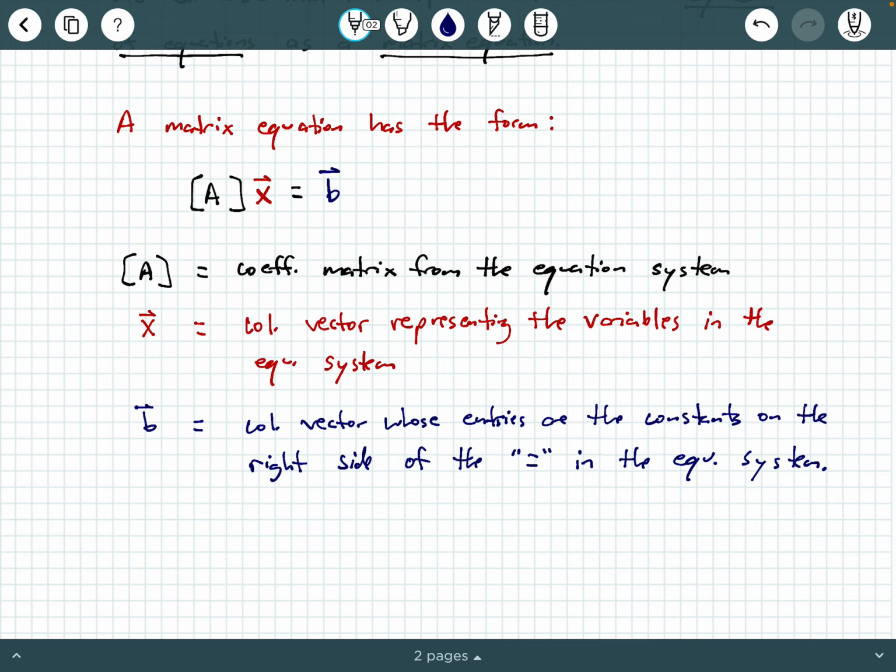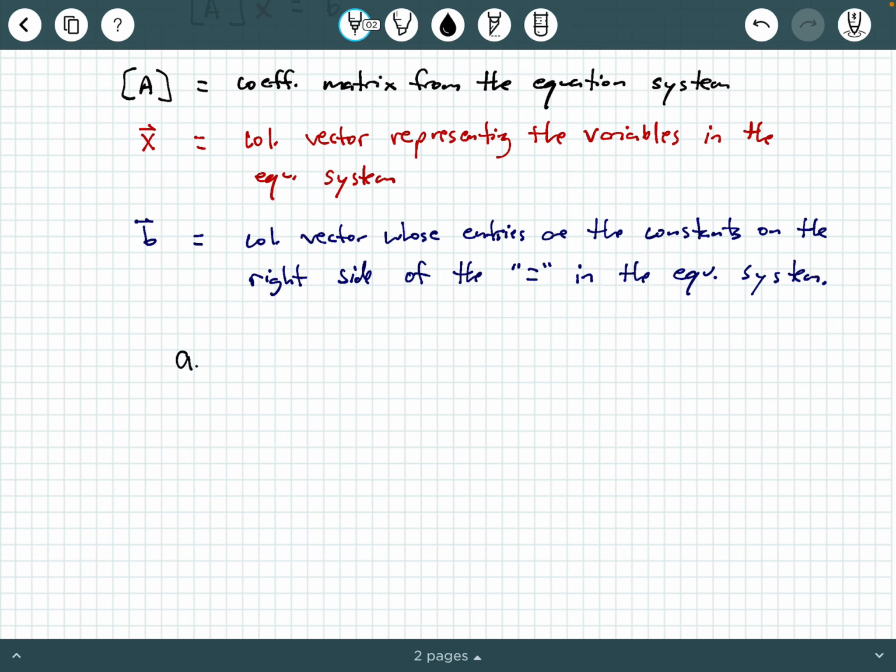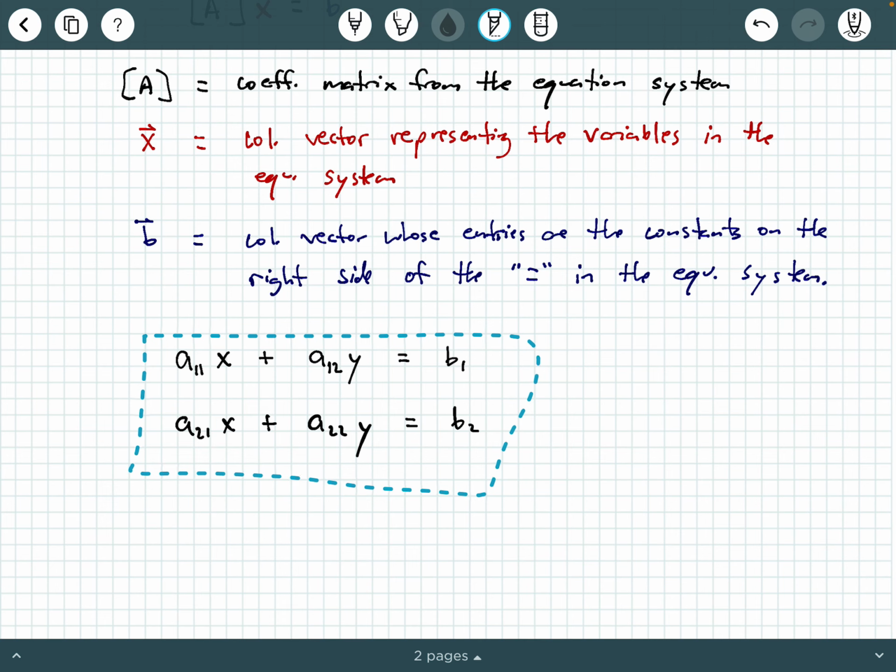Okay, so let's look at a generalization of this. Let's say that we have this equation system. Let's say we have A11x plus A12y equals B1. And then our second equation, let's say we have A21x plus A22y equals B2. So this right here is just a very generic system of two equations with two variables.